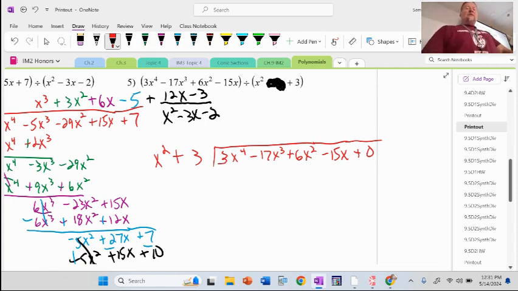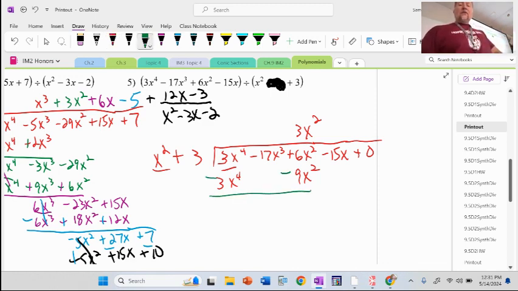All right, what times x squared equals 3x to the 4th? That's easy. 3x squared. 3x squared times that is 3x to the 4th. This is not a big deal. This is 9x squared. So we skip the x cubed term because there isn't an x cubed in that spot. Subtract, but then don't ignore this. This is nothing to be subtracted from 17x cubed. So it is negative 17x cubed.